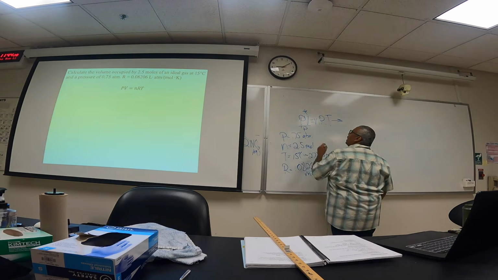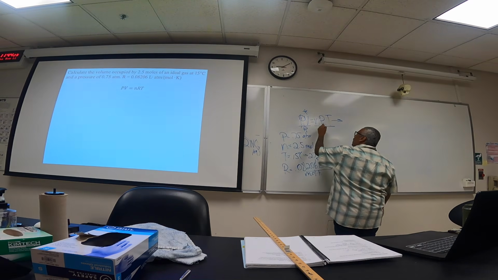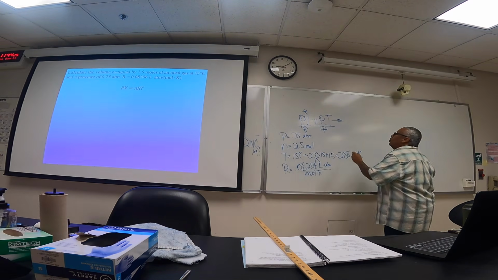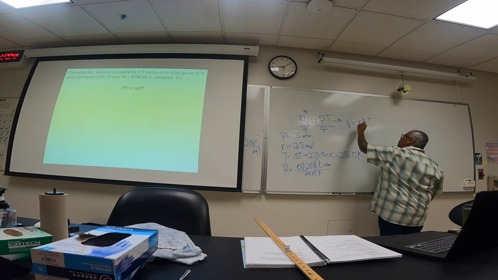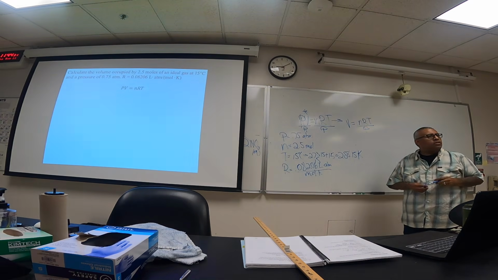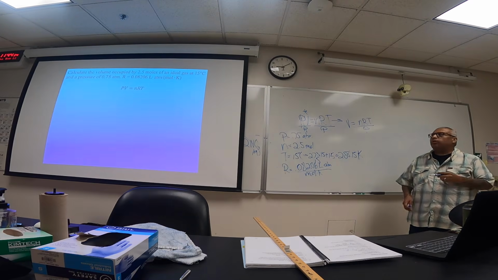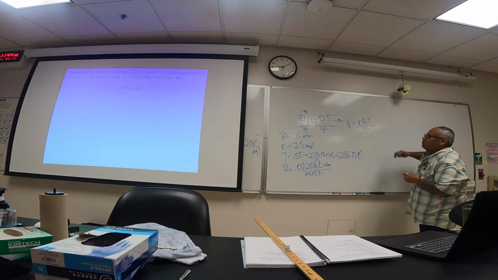If I divide this side by P, this goes away, but I have to do the same thing over here. So volume is equal to nRT over P. That's just some little algebra work that we have to do. But we can plug in all of our values now.